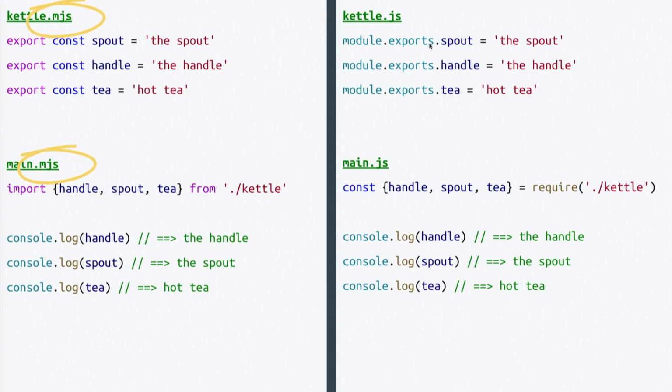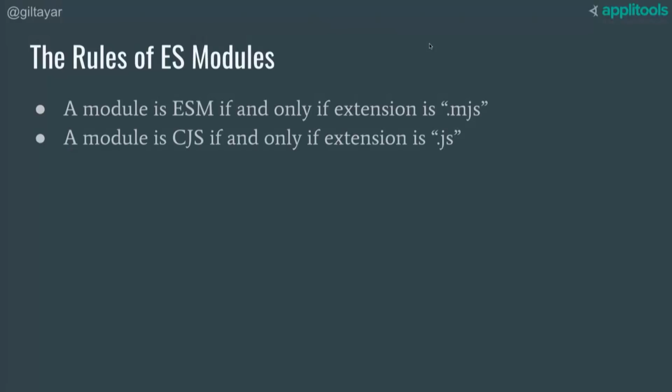Perfect. Now we get to the ESM world, the ES modules world, and the extension is different. You have to use MJS. MJS is like module JavaScript. I think JSM was already used, so you can't use it. And now you have a difference in file extensions.